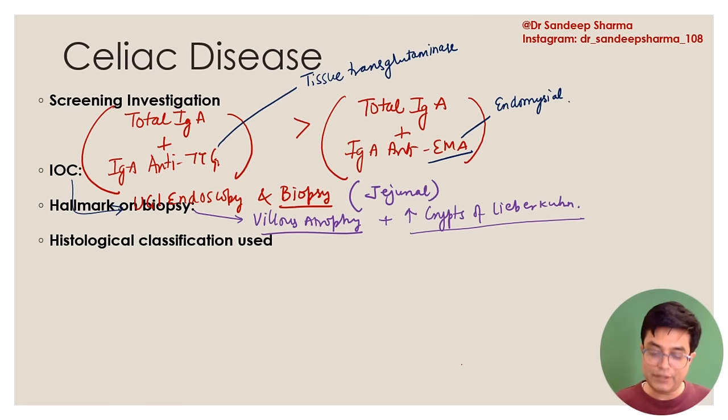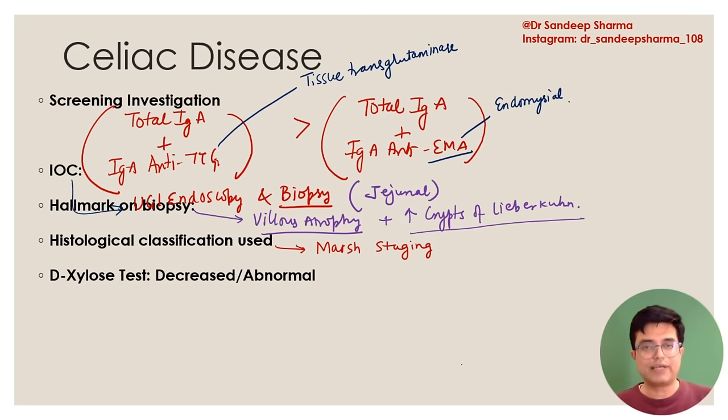And what is the name of the histological classification which is used? The name is Marsh grading, also called Marsh staging. They will only ask the name, they will not ask the details. Marsh staging is used in celiac disease. Then the D-xylose test is an obsolete test, not done nowadays, but if they ask you what happens to it, it is decreased or abnormal because it checks absorption. In patients with normal mucosa, D-xylose excretion into urine is normal. In these patients, it is decreased.